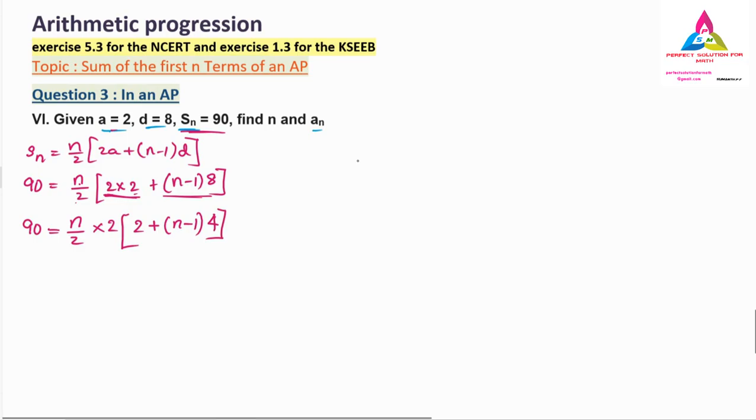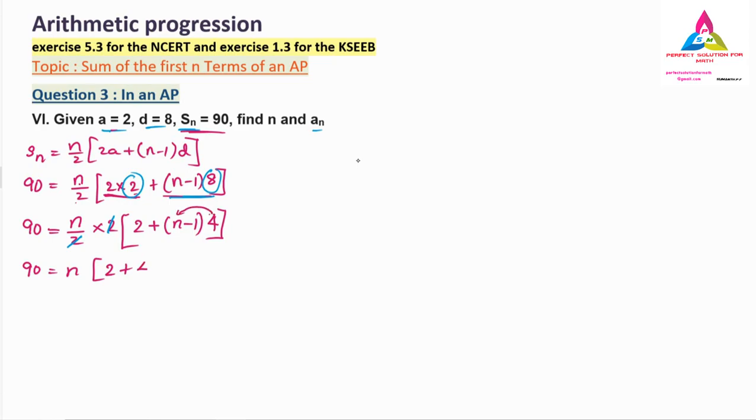In this first one we have taken 2 common. In the second term, the 8, we have taken 2 common, so 2 4s are 8. Now the next one is simple, this 2 gets cancelled, but now we have to continue. So 90 is equal to n into (2 plus 4), we have to multiply inside now because there is no more chance for us, so we have to multiply only.